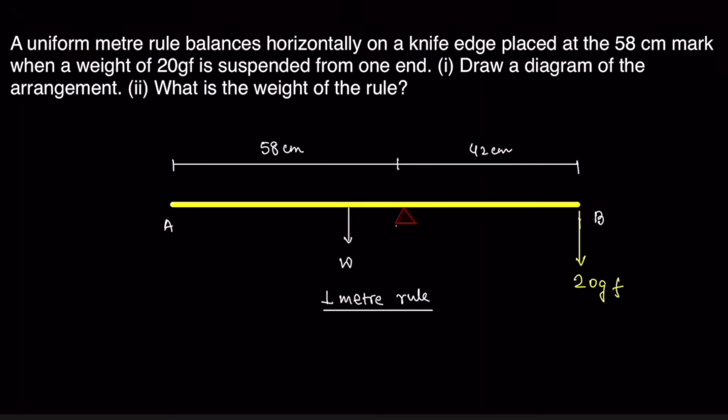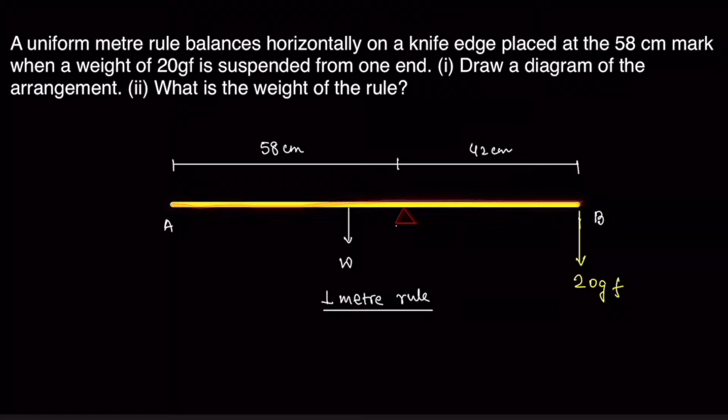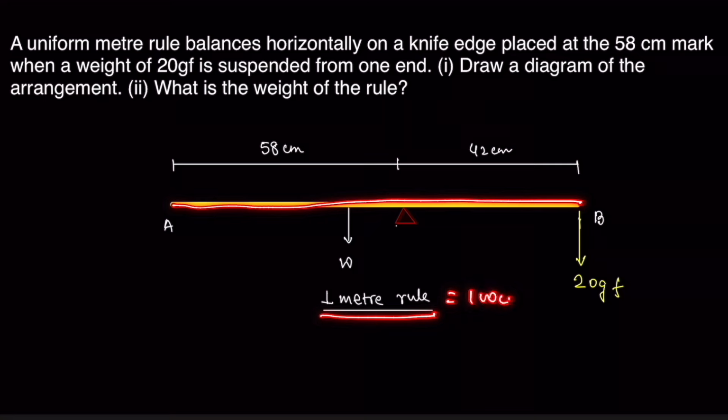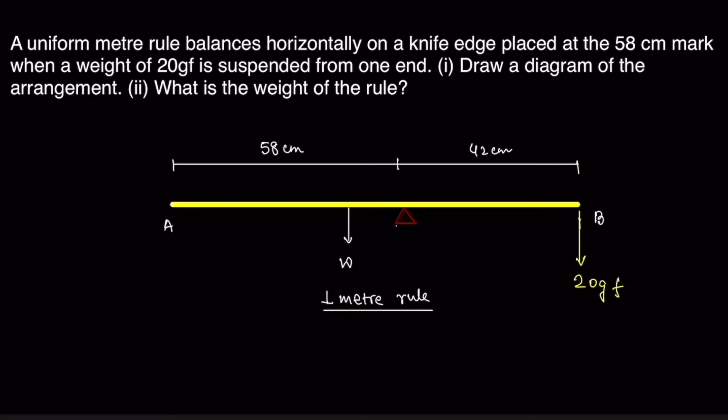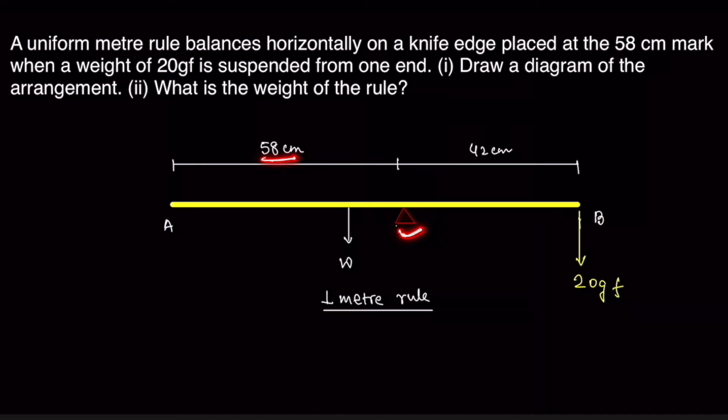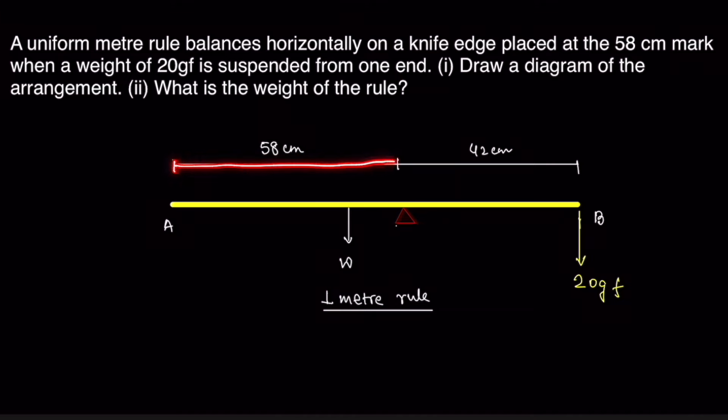As you see, this is the diagram of the arrangement. In this, we are taking a uniform meter rod. Uniform meter rod means 1 meter rod or rule. So here it is equal to 100 centimeter. According to the question, the fulcrum is present at the 58 centimeter mark. So this is the fulcrum and it is present at the 58 centimeter mark from one of the ends. This is the end. So the other end will be 42 centimeter.